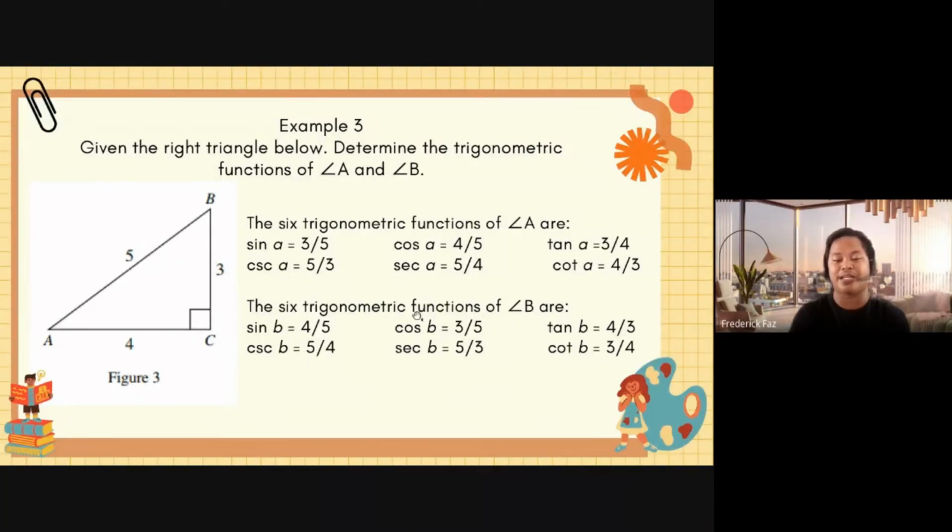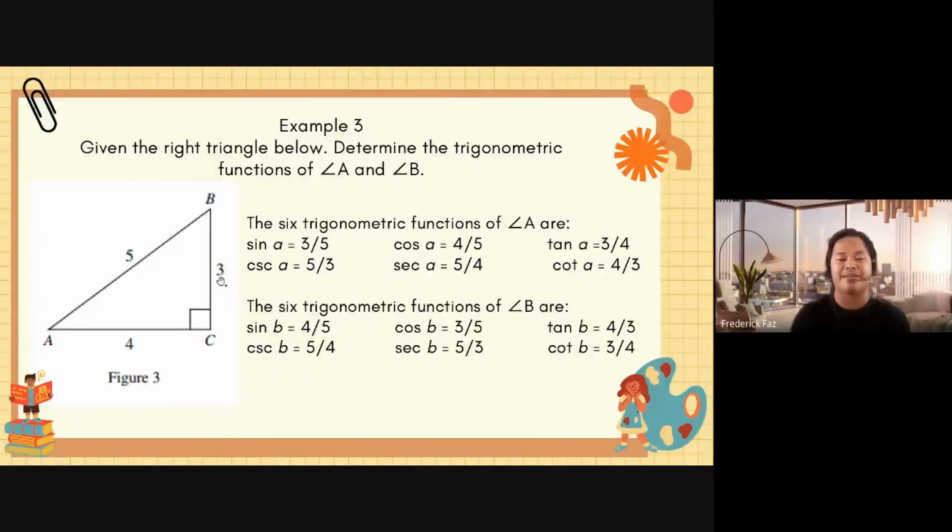For the six trigonometric functions with respect to acute angle B, sine B is equal to 4 over 5. 4 is the opposite side of angle B, and the hypotenuse is 5. And take the reciprocal to find the value of cosecant B.